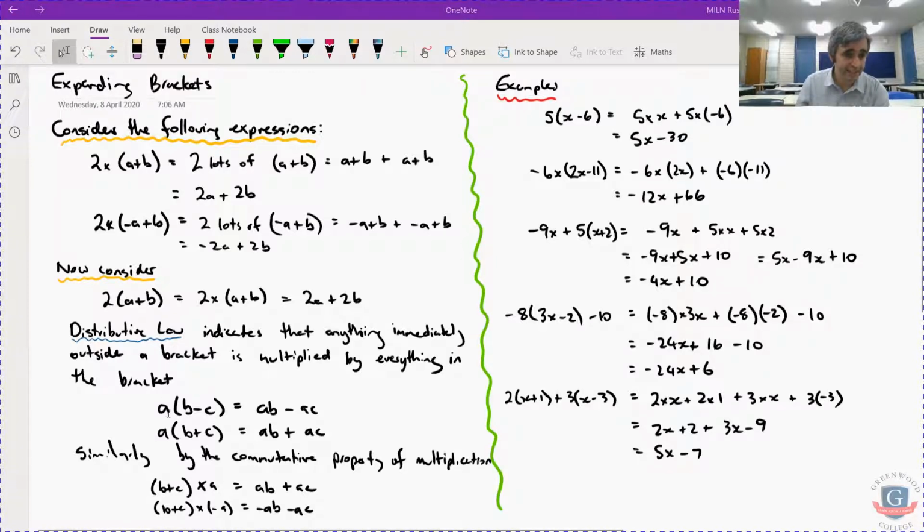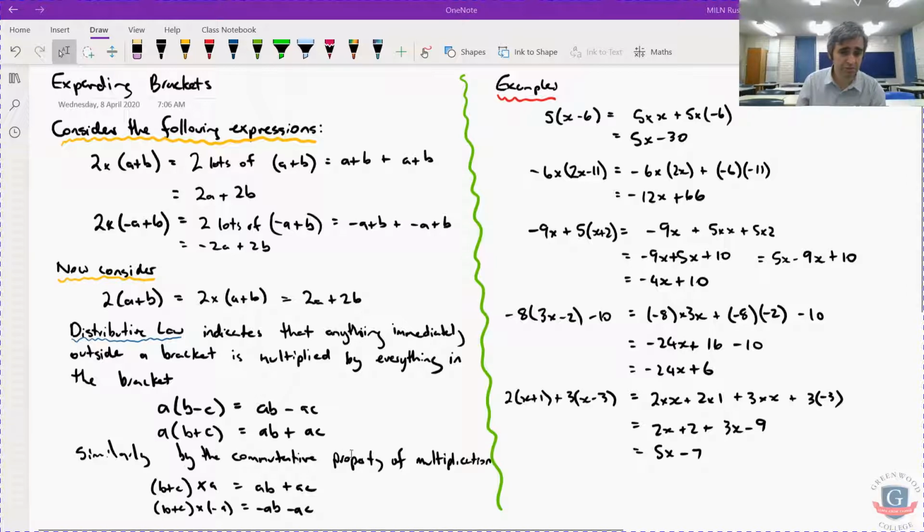So if we've got an a outside the bracket, we're going to multiply it by b and by negative c. And in this case, we're going to multiply a by b and by c. So a times b would give us ab. A times negative c would give us negative ac. A times b gives us ab. A times positive c gives us ac. So when we're multiplying this expression out, we'll end up with 2 terms.